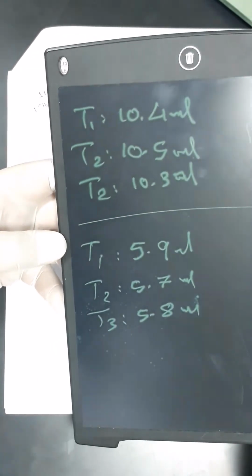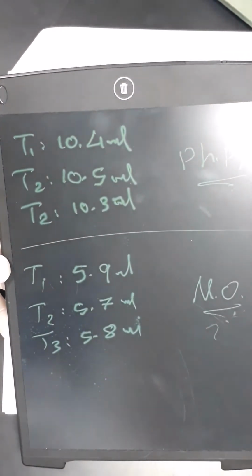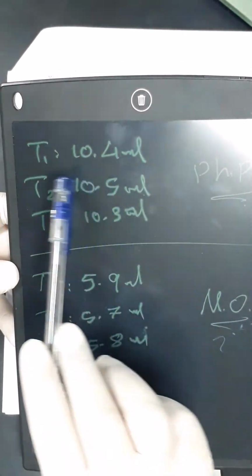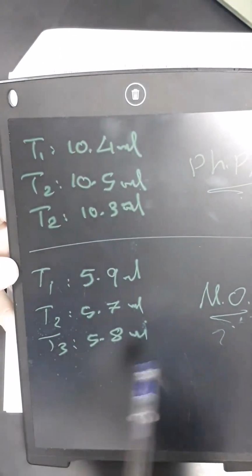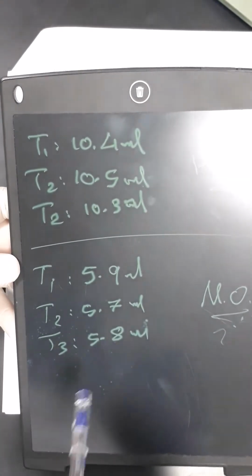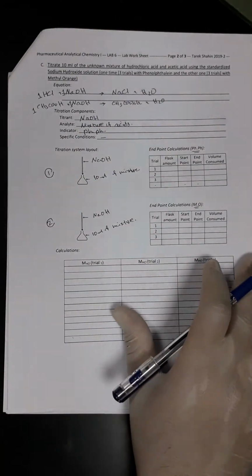Now, after I completed the reaction, we can see all the readings for the phenolphthalein trial. If you can see it, this is for the phenolphthalein trial, and this is for the methyl orange trial. We will find out that the end point for the phenolphthalein average, I think, is around 10.4. We are going to calculate it. And for the methyl orange, the average end point, I think, is 5.8. So now I'm going to transfer all these results onto the paper so I can proceed with the calculation.